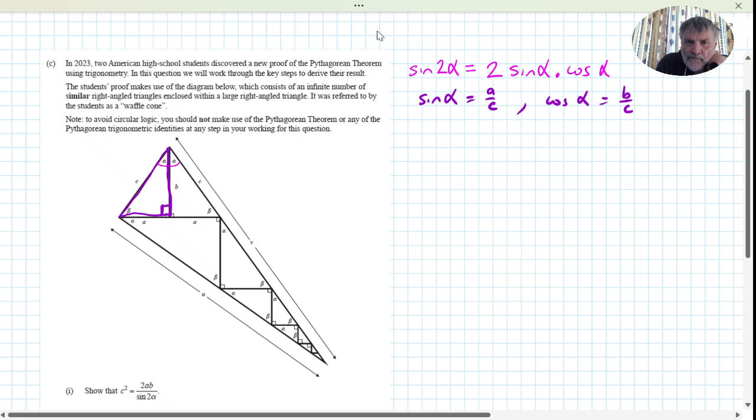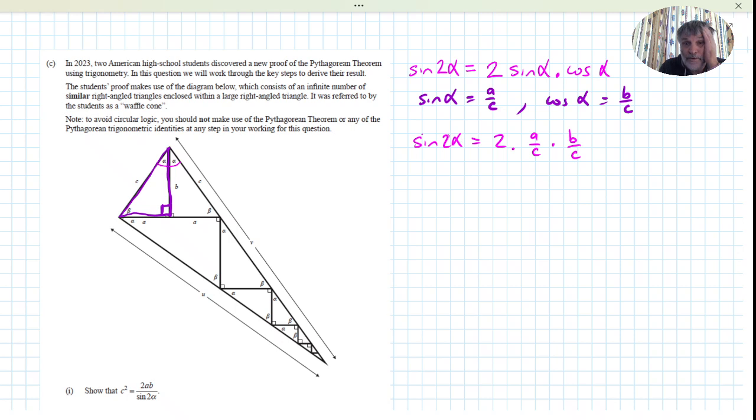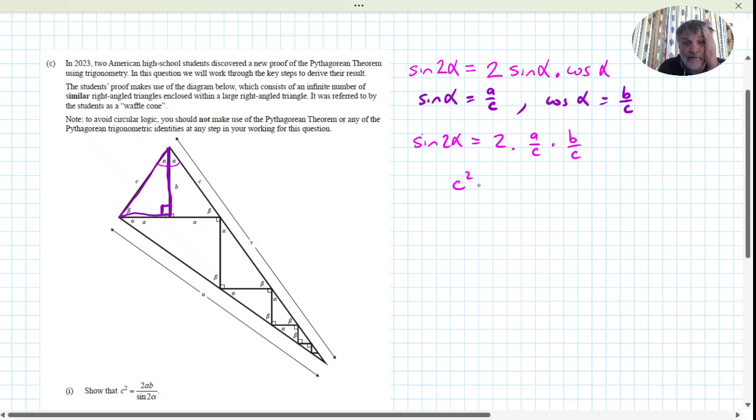And so that means that our expression above, sine 2 alpha, is equal to 2 times a over c multiplied by b over c. And I think you can see pretty quickly, if we multiply up by the two c's, we will get c squared over on the left-hand side. We're left with 2ab on the right-hand side, and if we divide through by the sine 2 alpha, we get the expression that's required in the question.